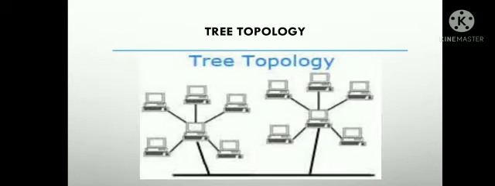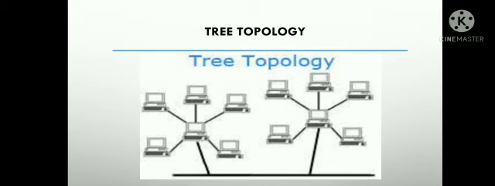Next point is tree topology. A tree network is a hybrid network topology in which star networks are interconnected via bus networks. Tree networks are hierarchical and each node can have any number of child nodes. Working. A tree topology combines characteristics of linear bus and star topology.